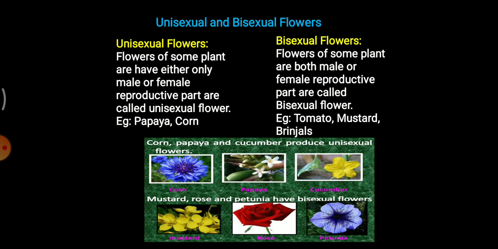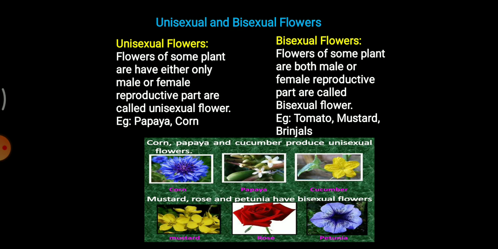Now let us see unisexual and bisexual flowers. Unisexual, as the word itself says, means single. So unisexual flowers are flowers of some plants that have either only male or only female reproductive parts. Examples are papaya and corn. Whereas bisexual flowers of a plant consist of both male and female reproductive parts, hence we say they are bisexual flowers. Examples are tomato, mustard and brinjal.